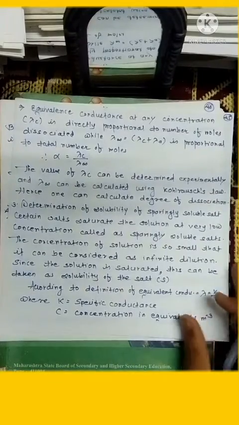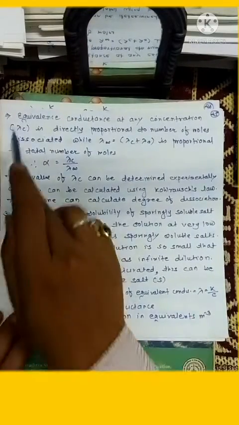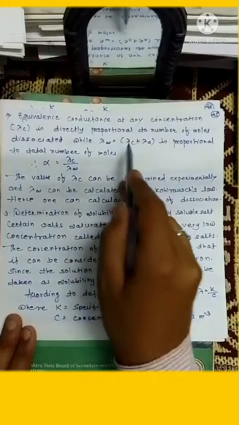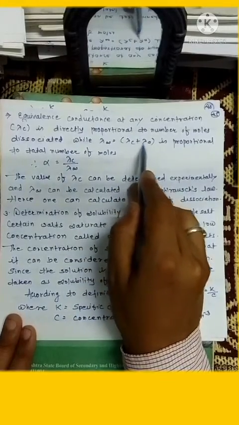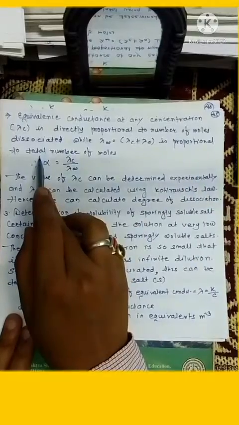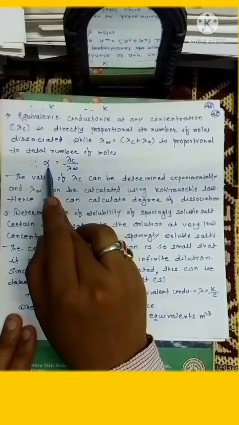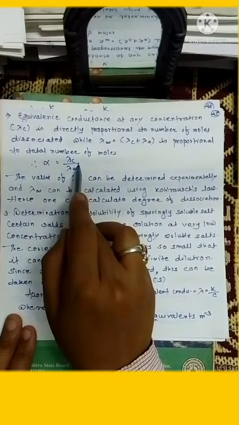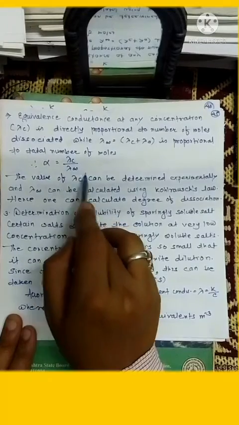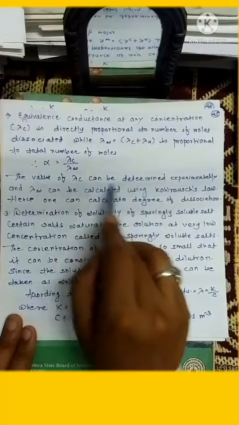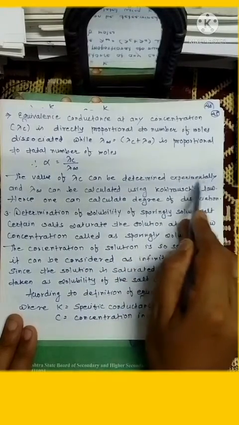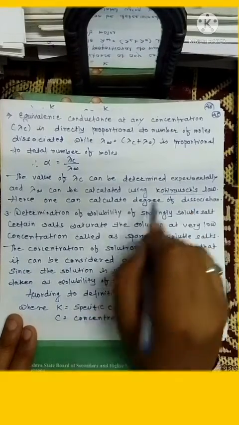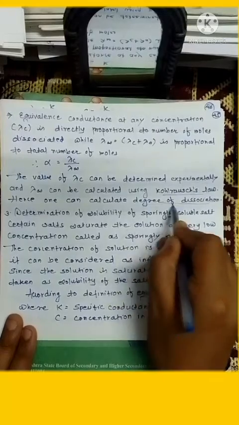Equivalence conductance at any concentration, that is lambda C, is directly proportional to moles dissociated, while lambda infinity, which is equal to lambda cation plus lambda anion, is proportional to the total number of moles. So alpha, the degree of dissociation, is equal to lambda C divided by lambda infinity. The value of lambda C can be determined experimentally, and lambda infinity can be calculated using Kohlrausch law. Hence one can calculate the degree of dissociation.